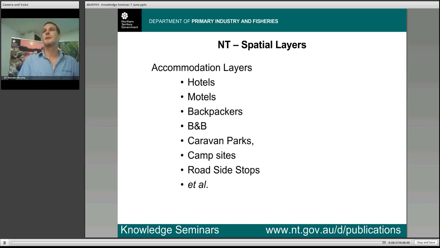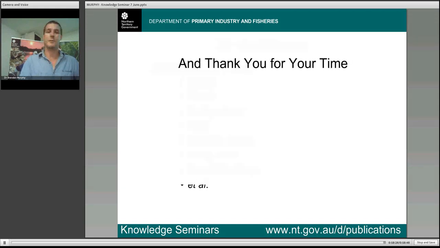NT is probably unique compared to other countries and states in that trade is probably a lesser risk than tourism, in my opinion. We just don't deal with the volumes of sea containers that other places have. So I think accommodation is going to be one of the big ones that we deal with.